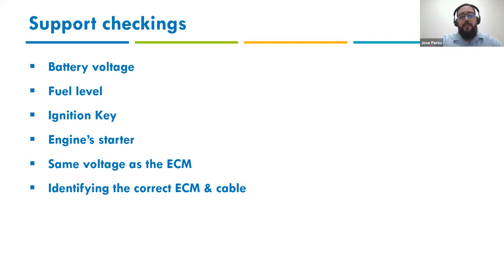Engine doesn't start. Do you have fuel in the tank? The ignition key: are you getting proper voltage from your ignition key? Things like this. Does the engine start, or does the engine crank? A lot of things fall into these checks. Same voltage as the ECM that goes into battery voltage. To allow communication with certain ECMs, you need to have the same voltage that system operates on. And identifying the correct ECM and cable is very important.